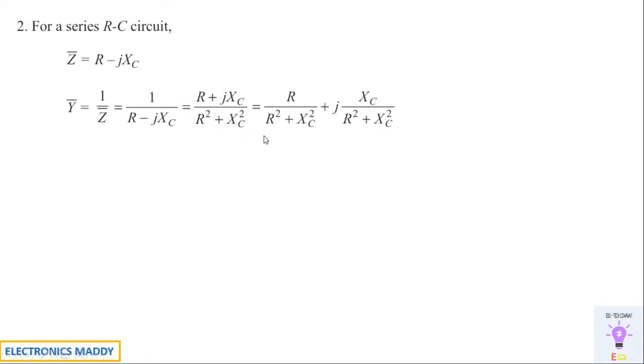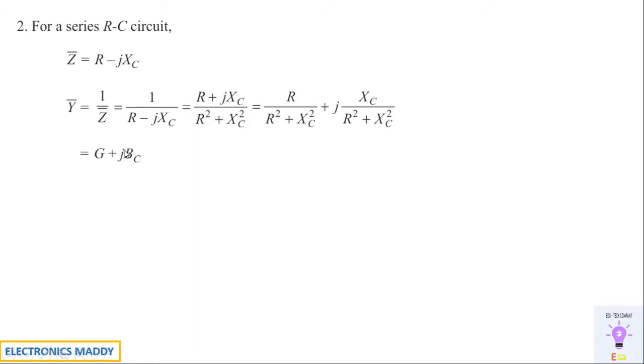So with respect to series RC circuit, we know Z bar is equal to R minus J into XC, Y bar is equal to 1 by Z bar. Again, I'll substitute the value of Z bar to be equal to 1 by R minus J into XC. So multiplying numerator and denominator by R plus J into XC, you will be arriving at this particular equation, that is R plus J into XC by R square plus XC square. Our next step is to separate the numerator and separate the denominator terms. So R is separated with respect to this term and JXC is separated with respect to this term. So it is written in this particular fashion.